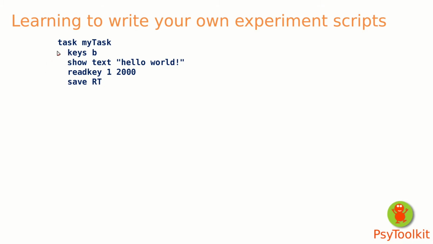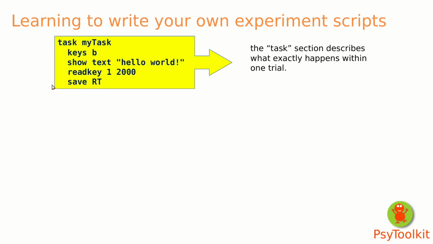I usually use a little bit of indentation to make it clear. A task section describes what exactly happens in one trial of your task. Now, this is of course just showing hello world on the screen. It's not very interesting in terms of a psychological experiment, but it shows you how you show information and how you wait for a key response from the participant.